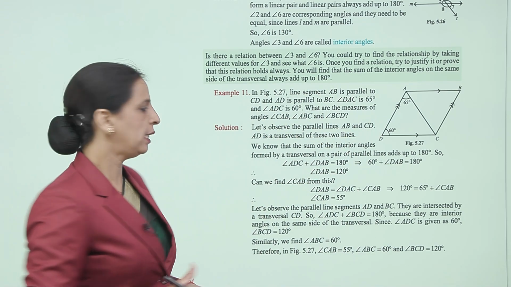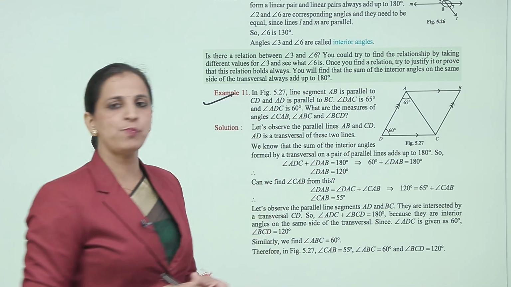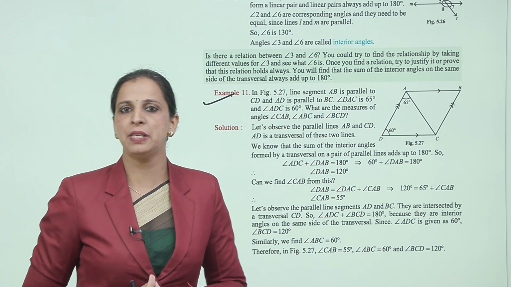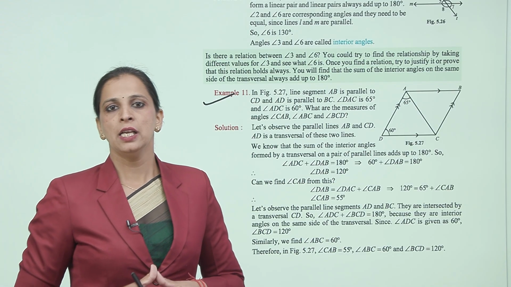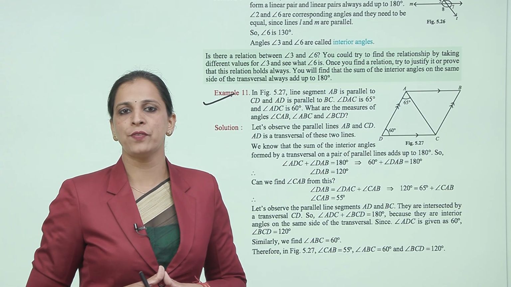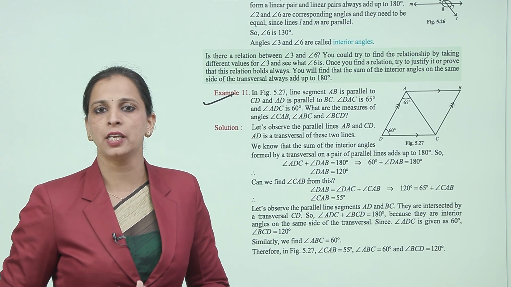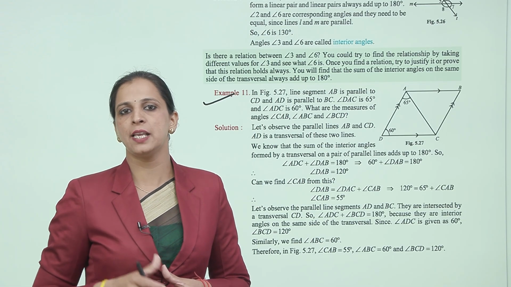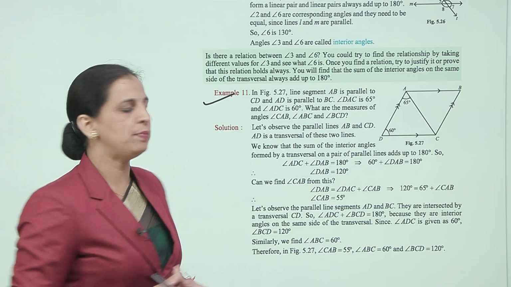Now, example 11. In figure 5.27, line segment AB is parallel to CD and AD is parallel to BC. Angle DAC is 65 degree. Angle ADC is 60 degree. What are the measures of angle CAB, angle ABC and angle BCD?